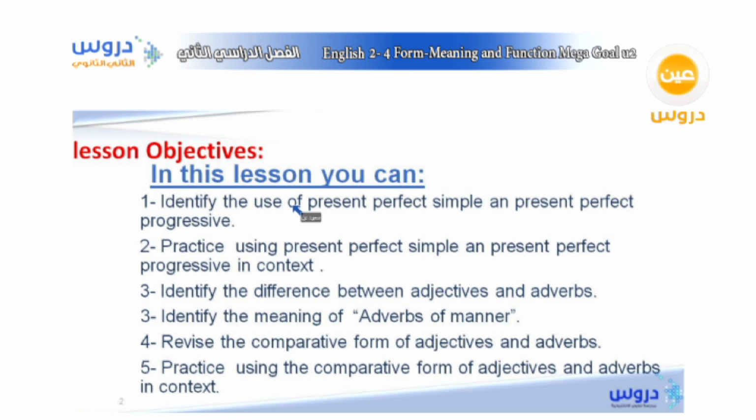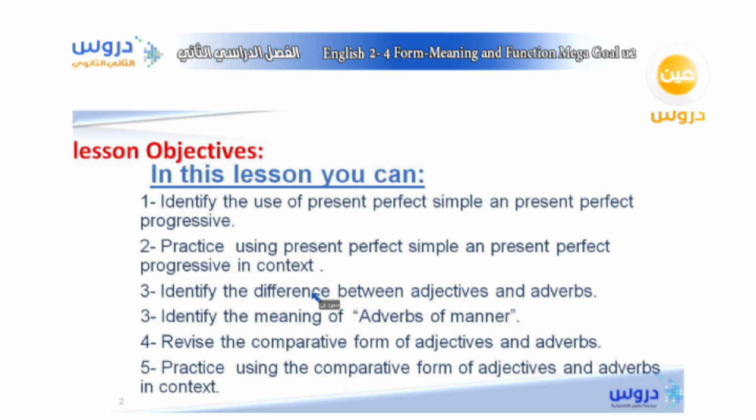Okay, we have some objectives that we are going to achieve. Number 1, identify the use of present perfect simple and present perfect progressive, or sometimes they call it continuous. We are going to differentiate between these two tenses. Number 2, practice using present perfect simple and present perfect progressive in context. We are going to show these tenses in context or sentences.